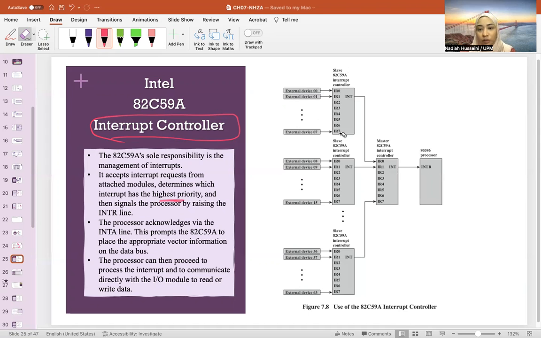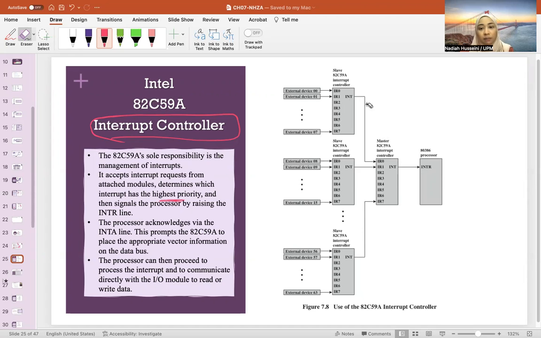INTA line. So here you can see that we have the controller, we have IR0 up until 7, which means that we have 8 lines here. 8 lines means that 8 external devices can be connected to a controller. And if we have more devices, then this would be cascaded to a master interrupt controller. So here, this is 8259A. This is also 8259A, but it is just cascaded like this. So you have your 8 here, your 8 over here, your 8 over here, and this is connected to the lines of the master interrupt controller.